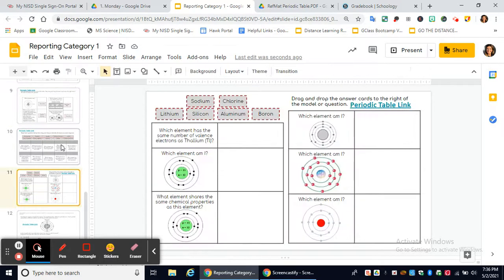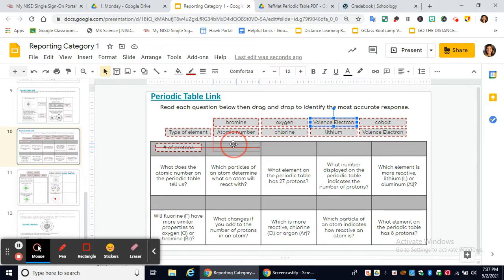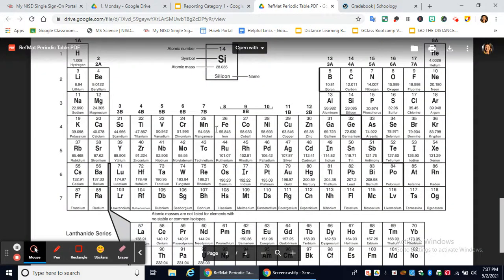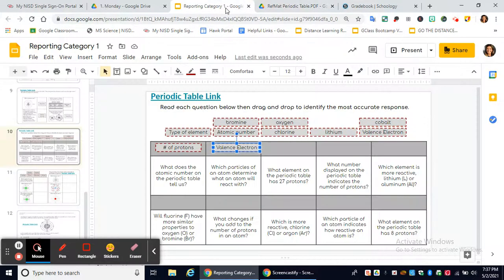All right, let's have a look at these. It says, what does the atomic number on the periodic table tell us? The atomic number, the number above the symbol, tells us how many protons we have. Which particles of an atom determine what an atom will react with? That's going to be your valence electrons, which determine chemical reactivity. What element on the periodic table has 27 protons? So I'm going to look for the element whose atomic number is 27. It's cobalt.